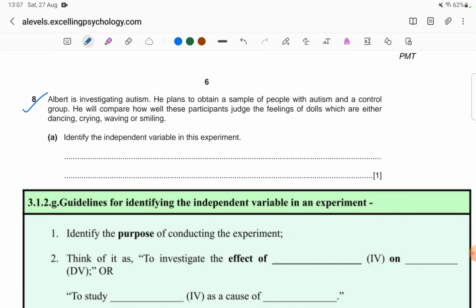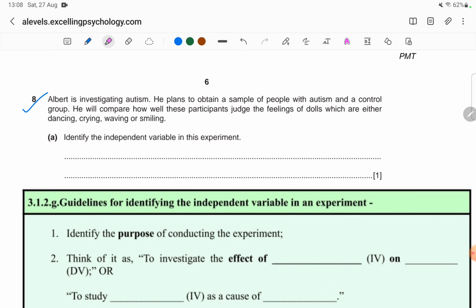For better understanding for you, I have pasted in the template of guidelines on the page, and I will be filling it and showing it to you, what your thought process should be. Though I do expect that by now most of you must have already understood how you should be going about identifying the IV. Okay, here we see the research scenario tells us Albert is investigating autism. He plans to obtain a sample of people with autism and a control group. He will compare how well these participants judge the feelings of dolls, which are either dancing, crying, waving or smiling. Now they've simply asked us to identify the independent variable in this experiment.